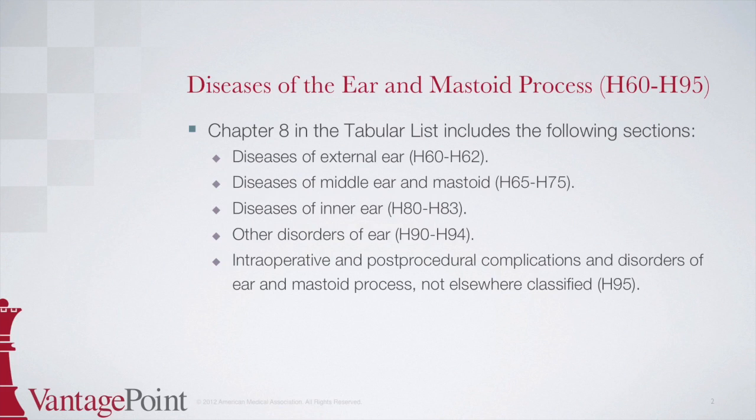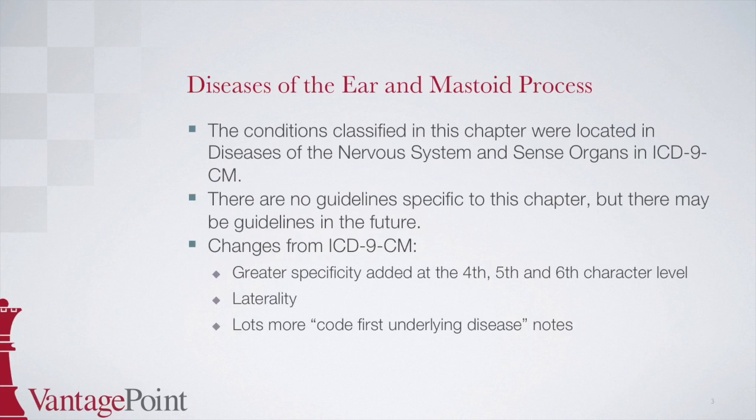As you can see on this slide, the codes for this chapter start with the letter H. If you remember from ICD-9, these codes all started with number 3 and were part of the nervous system chapter. ICD-10 created a separate chapter for diseases of the ear and greatly expanded the number of codes due to increased anatomic specificity, including laterality, which is extremely important for conditions of the ear.